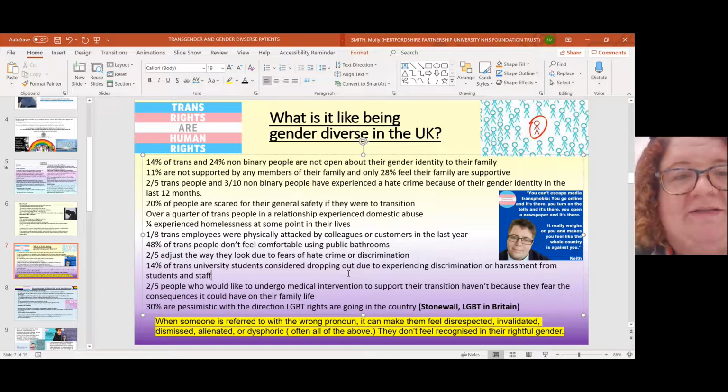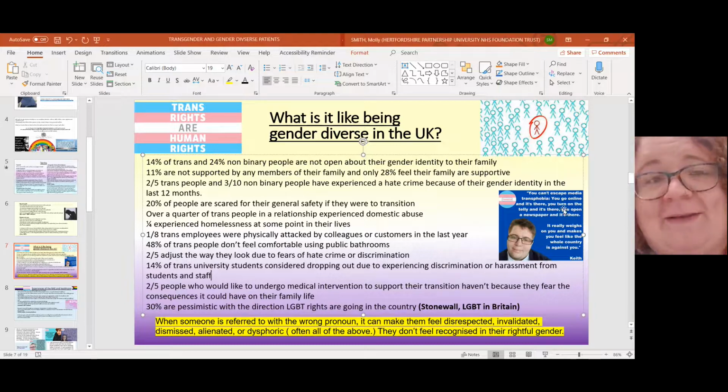Just imagine having to live like this, being scared of your safety, not being able to express your gender due to being terrified for your safety, being isolated and rejected by your family, by society, feeling unsupported by your loved ones. Imagine the mental impact that would have on someone. I wonder why mental health and suicide rates are higher in this population.